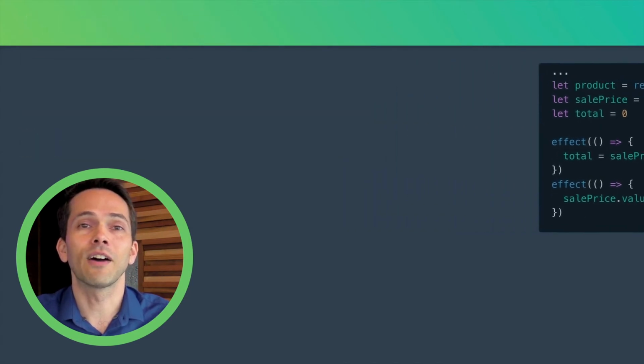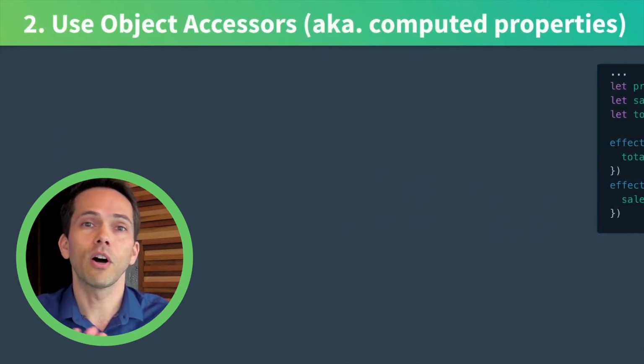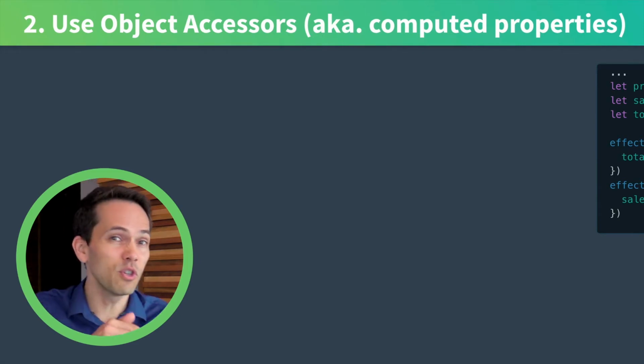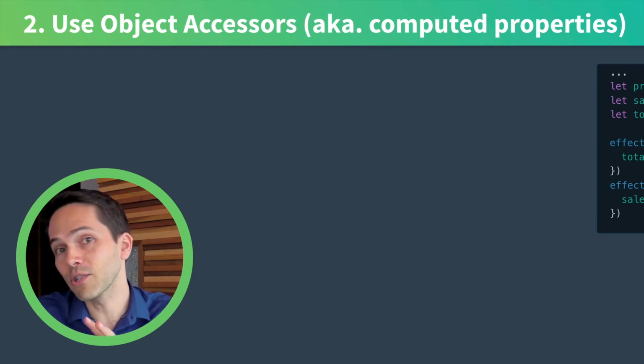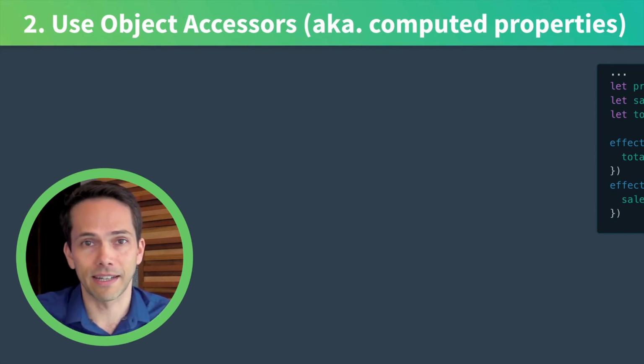In order to understand how Vue 3 implements ref, we all need to understand what object accessors are, also sometimes referred to as computed properties. Now, these aren't Vue computed properties, these are JavaScript computed properties. You'll see what I mean in a second.